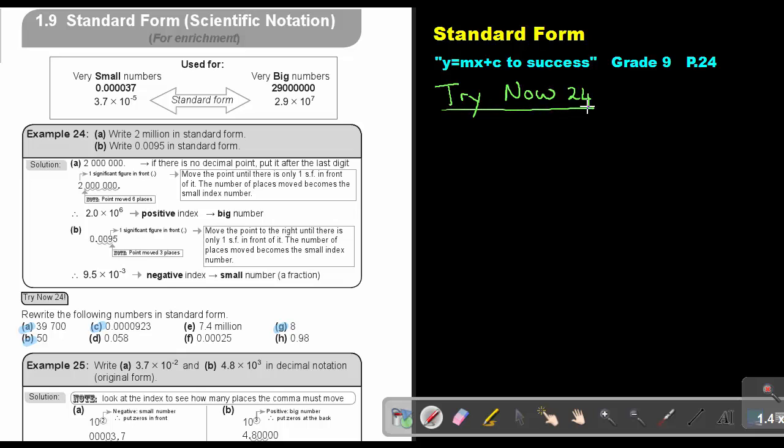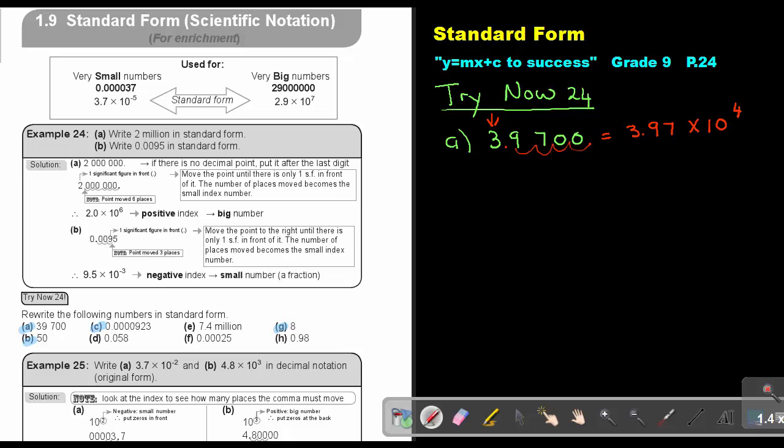Let's start with number A. If it's 39700, remember if there's not a comma or a point, it's there at the back. And I move it until there's only one significant figure in front of it. So I must move it up to there. So let's count. 1, 2, 3, 4. So this will be 3.97 multiplied 10 to the power of 4.